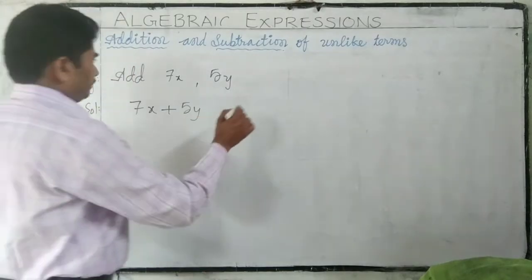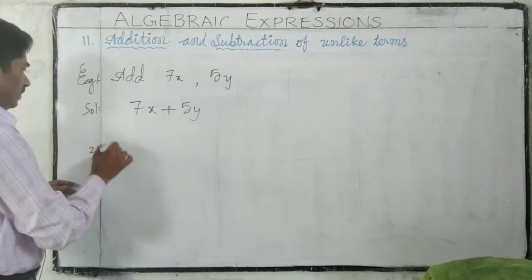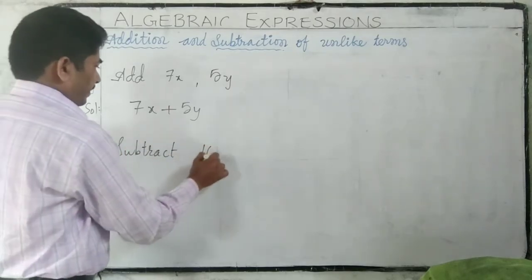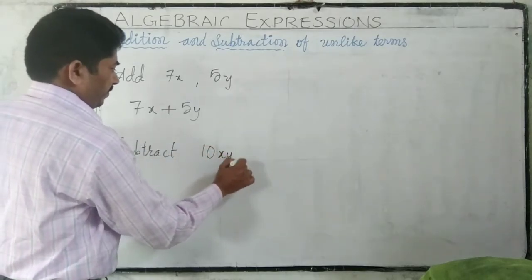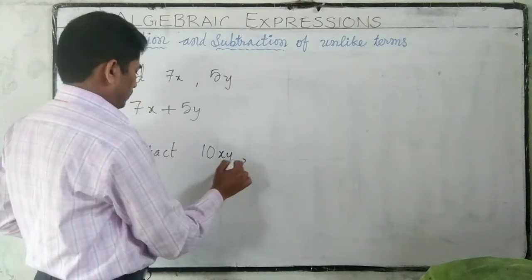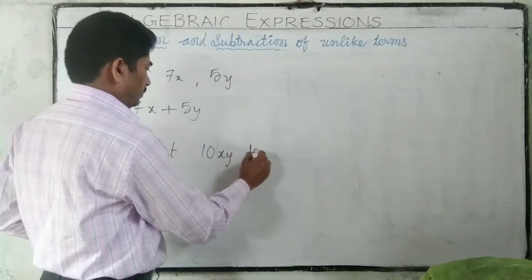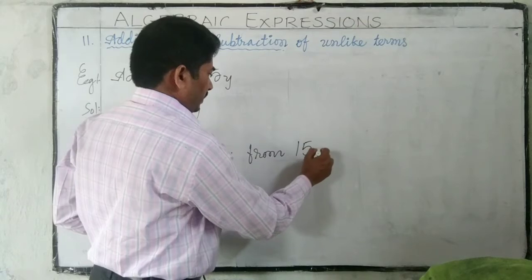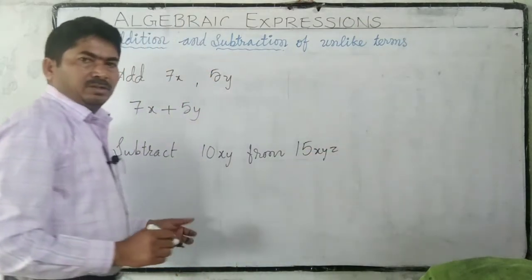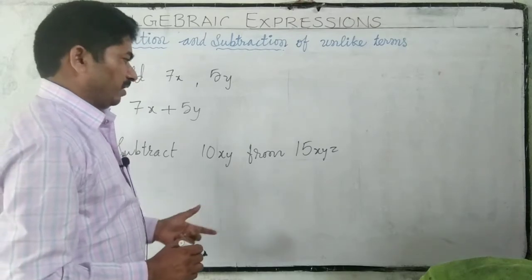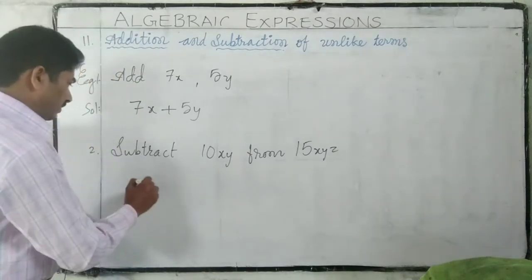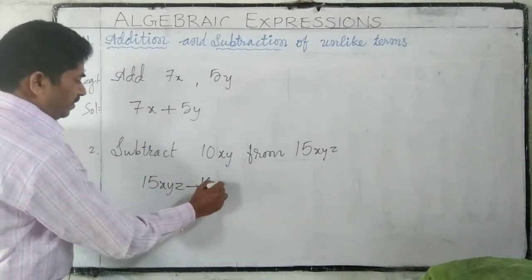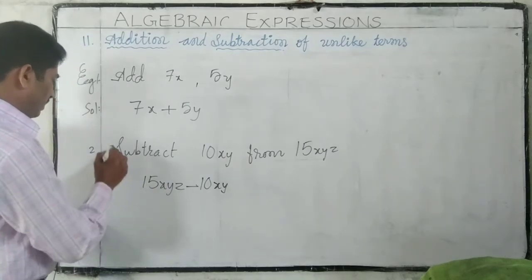Next, subtract 10xy from 15xyz. These are also unlike terms, that's why we can't subtract, but we can write 15xyz minus 10xy. So this is the answer.